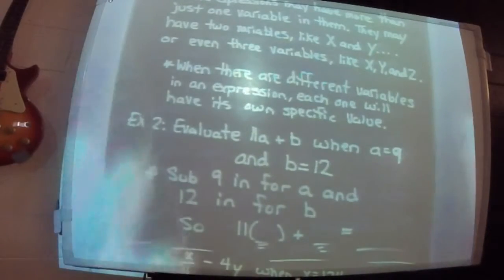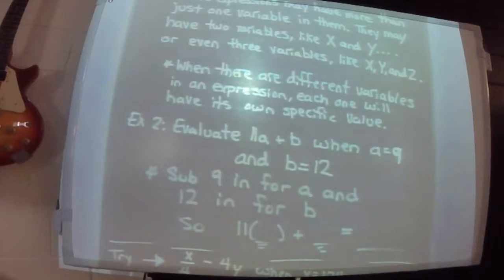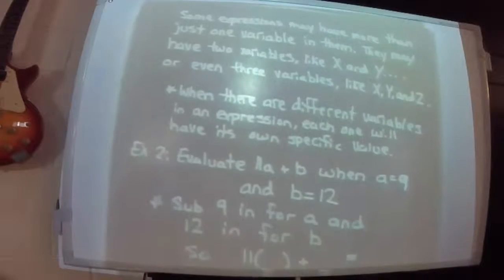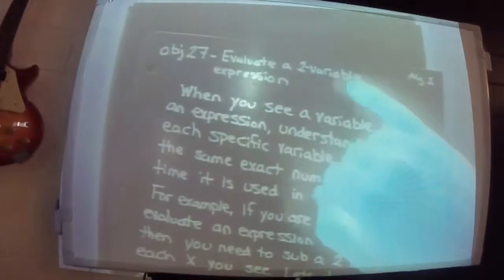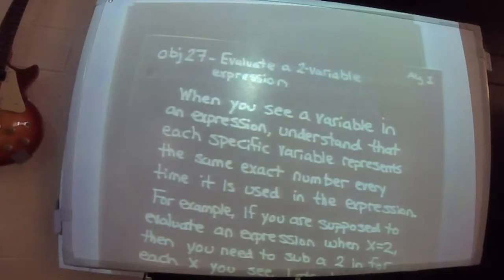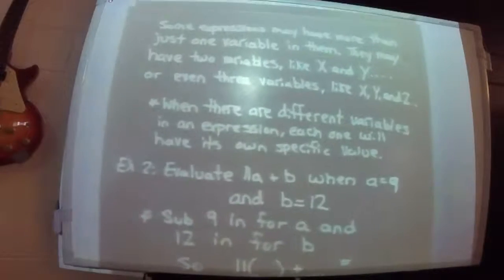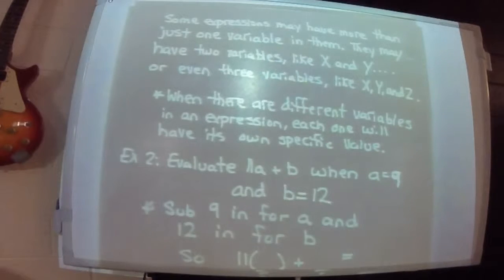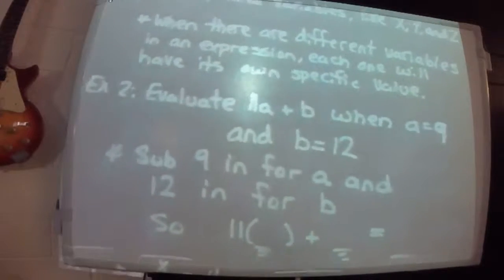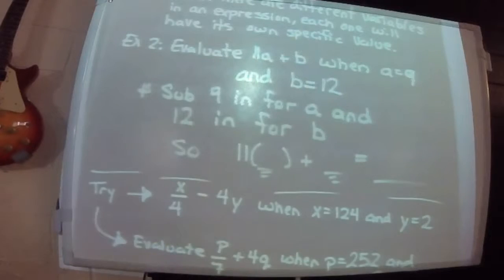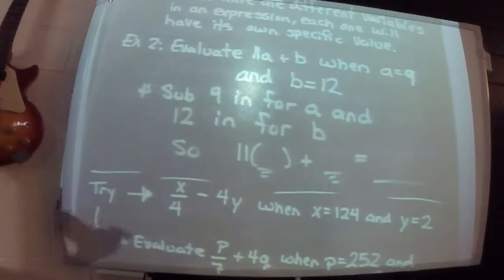Some expressions may have more than just one variable. So by that I mean they might have some x's and some y's in there. Or they could have a's and b's or p's and q's. There could even be 3 variables like x, y, and z. If you remember, the title of this objective is evaluate a 2-variable expression. So I would expect when you do objective 27, you're going to see 2 variables. When there are different variables in the expression, each one will have its own specific value. Technically they could be the same, like x could be 2 and y could be 2. More often than not, one will be something and then the other will be a different number.